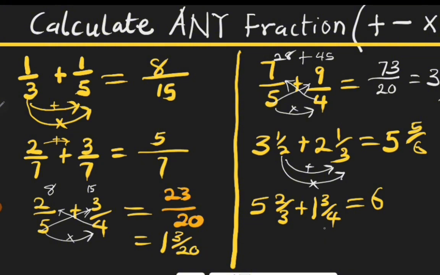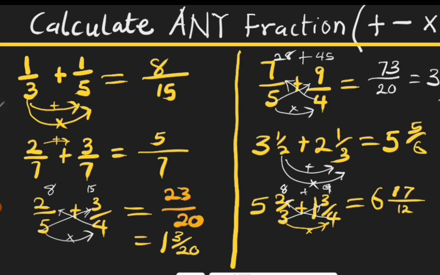Then we go back and solve the fraction as we solve that of unlike fractions, meaning 4 times 2 gives us 8, and 3 times 3 gives us 9. When we add up the two, 9 plus 8 is equal to 17 all over. When we multiply the denominators, we have 12.